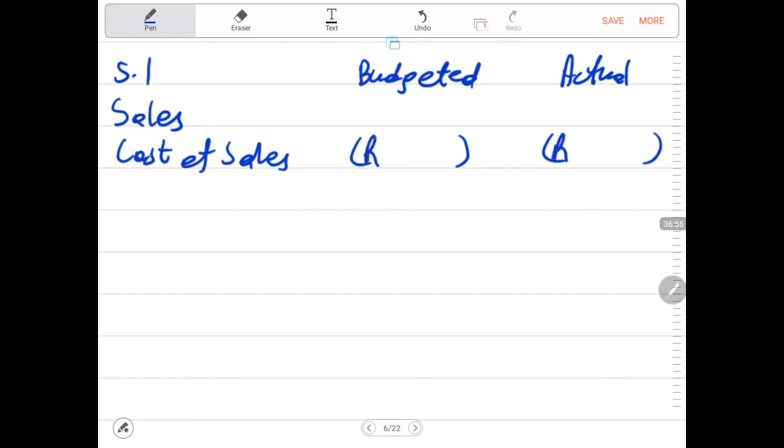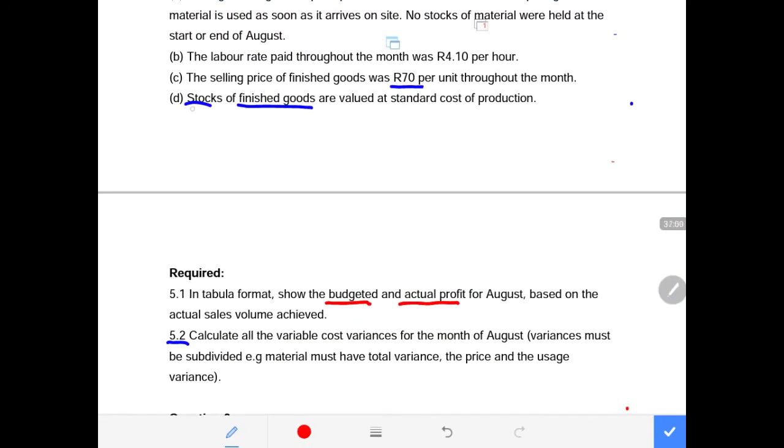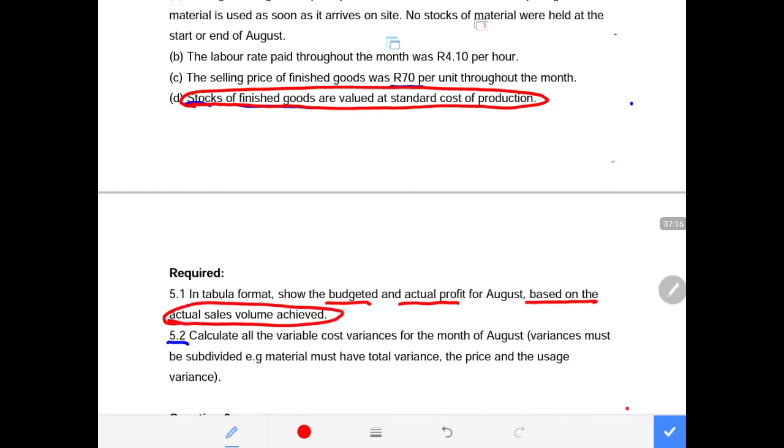Then now we need to calculate our sales. Let us listen to the requirement. There was a sentence that said stock of finished goods are valued at standard cost of production. So now we need to say, and in the requirements they said based on the actual sales volume. We must use the tabular to show the budget and the actual for August based on actual volume achieved. So now that means we are using the actual sales volume that we achieved.